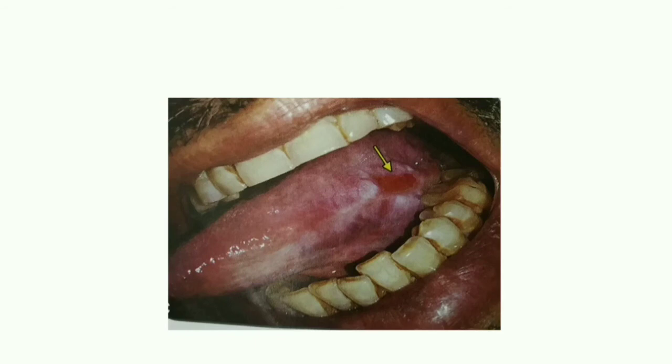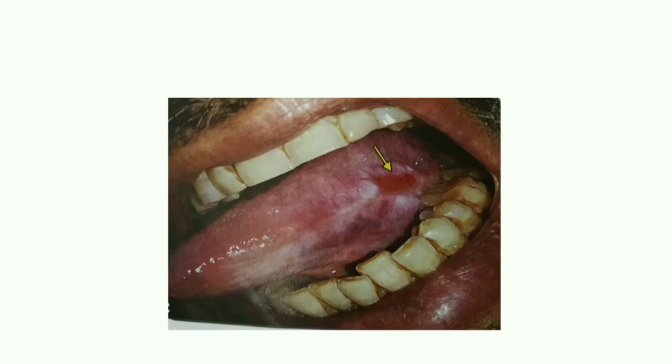What is to note in this picture, you can clearly observe the lesion is not reticulate but it is ulcerative. It is the erosive form. So what is special about this erosive form or ulcerative form of oral lichen planus? It is having a pre-malignant potential.